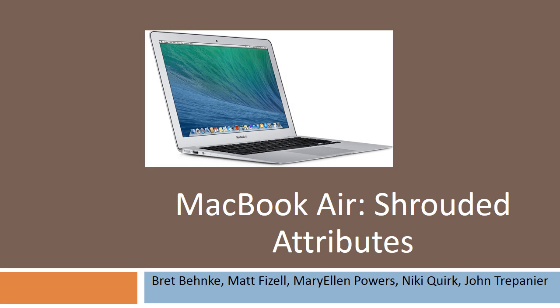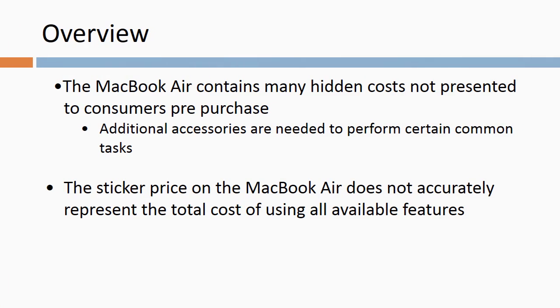The product that we chose to cover is the shrouded attributes that are associated with Apple products. In particular, we decided to focus on Apple's MacBook Air as our primary example for showing these shrouded attributes. Apple fails to reveal the hidden cost to consumers before they purchase products. Therefore, consumers are forced to purchase additional accessories and adapters in order to perform everyday desired tasks.